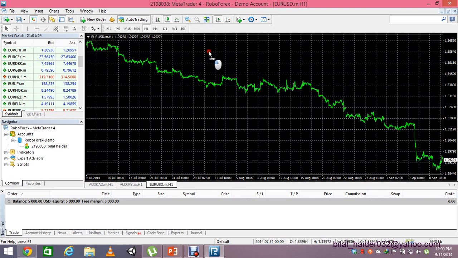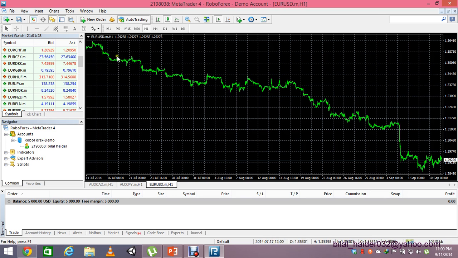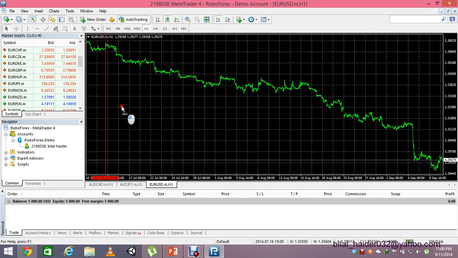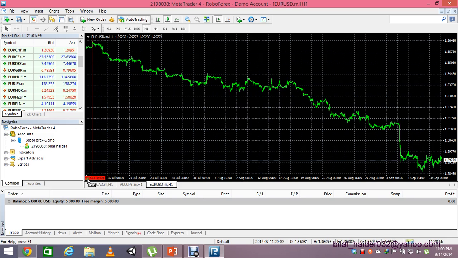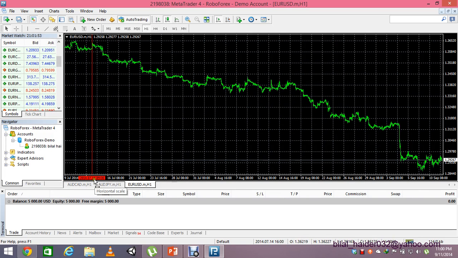Let's zoom out. Here you can see this currency pair. Let me draw a vertical line in here. As you can see, I have drawn this vertical line, and it's 14th of July 2014. At this date and time, the value of 1 euro was equal to 1.3637 US dollars.